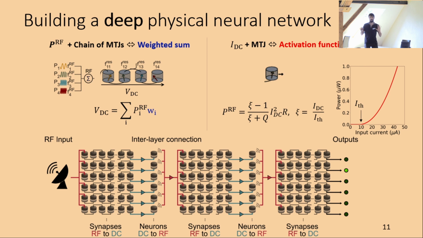So now we have our two basic operations, and we can build our deep physical neural network. We have the weighted sum, which corresponds to a chain of resonators, and the activation function, which corresponds to one MTJ with a DC current in it. And what you can do is stack those little building blocks to create layers. And you can also interconnect those layers to create deep neural networks.